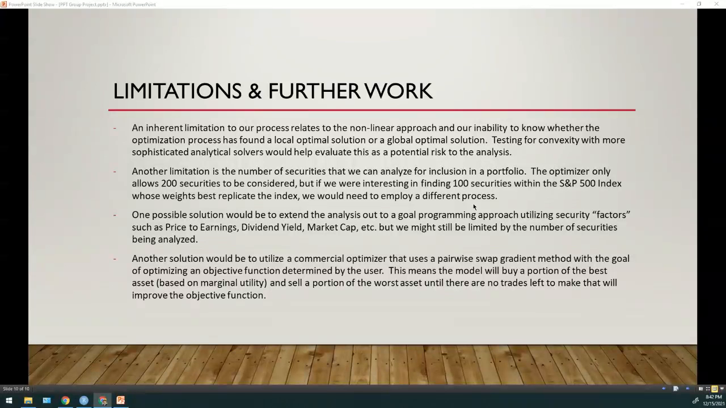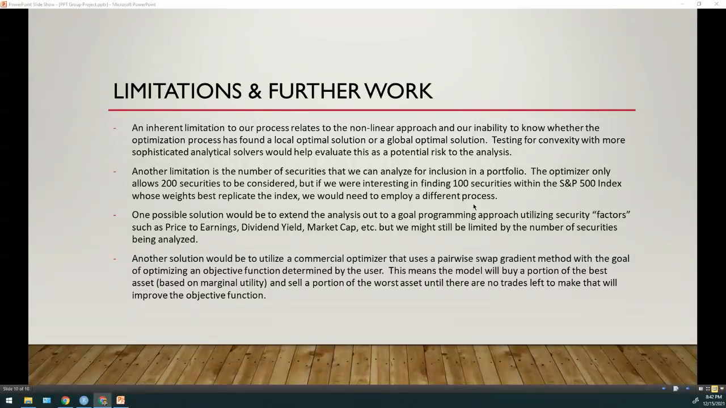One potential solution might be to extend the analysis out to a goal programming approach and look at factors such as price to earnings, dividend yields, market caps, and so forth in order to limit the data set down in terms of what we're looking for. But again, if we were to use the same example of the S&P 500, it's likely that we would still need that data across all those different holdings, and it's unlikely that the optimizer would be able to handle that. The real solution for that limitation is likely to use a commercial grade optimizer.